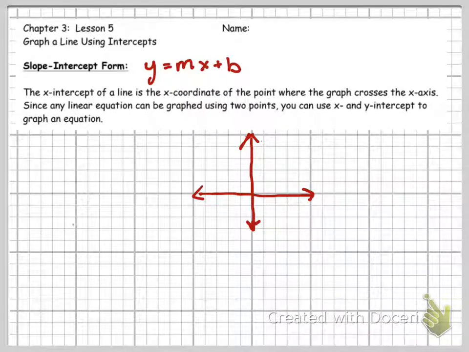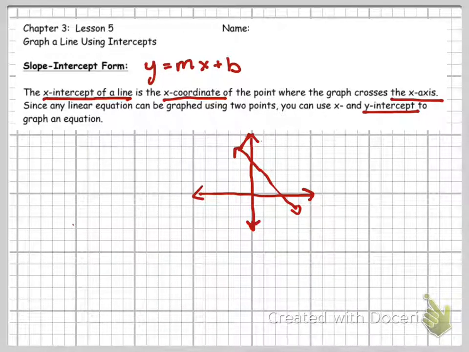And we have a new idea: the x-intercept of a line is the x-coordinate of a point where the line crosses the x-axis. You should be familiar already with the y-intercept, which is where the line crosses the y-axis. So when we have any kind of line, we have our x-intercept, where it crosses the x-axis, and our y-intercept, where it crosses the y-axis. That's what we're talking about today.